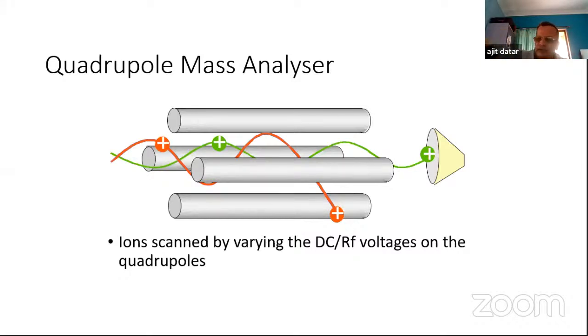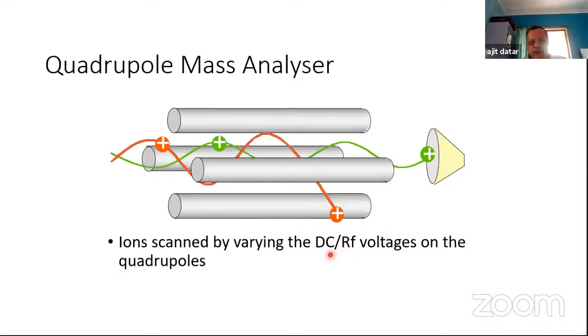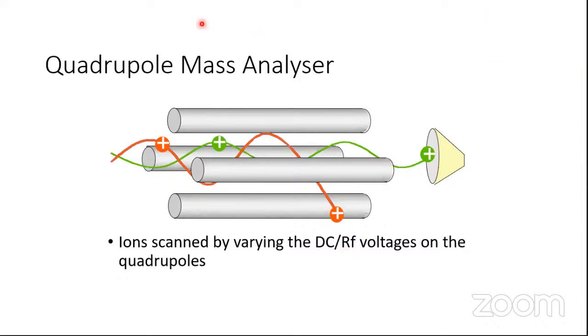In this mass analyzer, we use DC and RF voltage, and by using DC RF voltage I am able to take the ion to the other side where the detector is. So ions are coming from one direction. I go on scanning the DC RF voltage in such a way that at a particular DC RF voltage, one ion gets stabilized and goes to the detector. At that DC RF voltage, all other ions will go out. They will never be able to reach the detector.